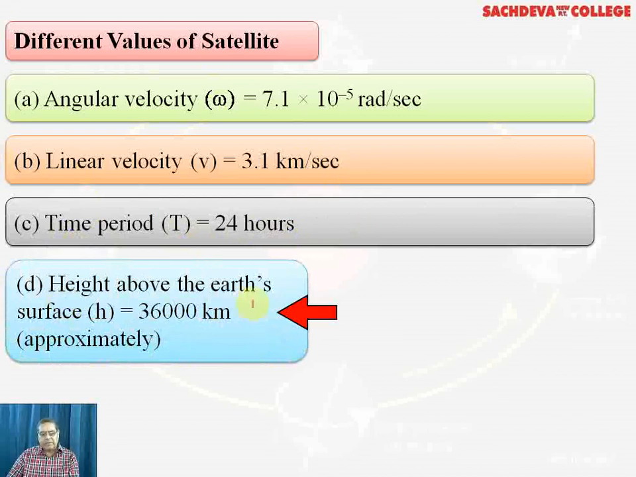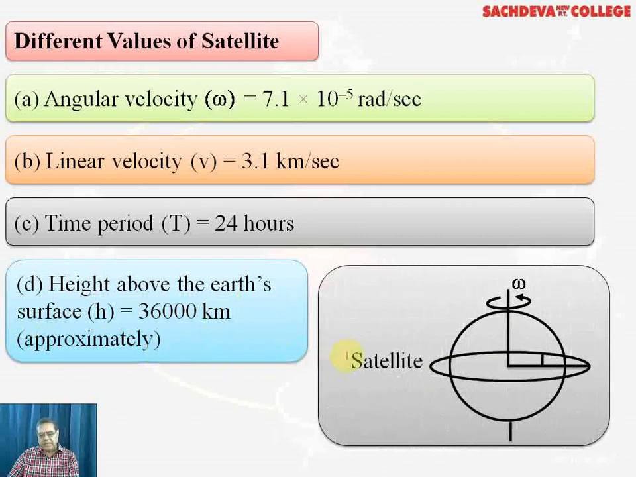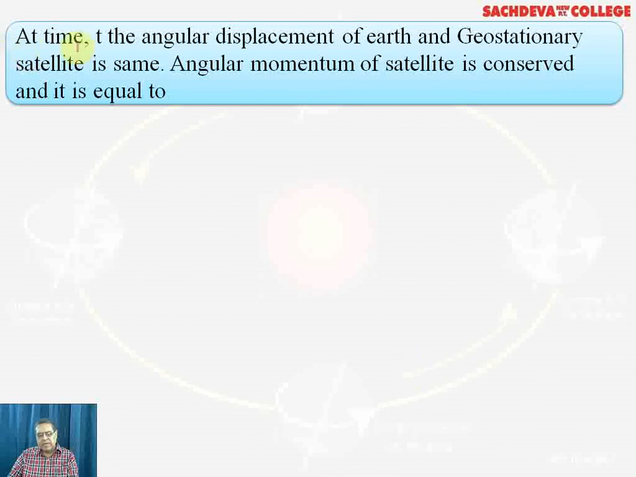Height above the Earth's surface is approximately 36,000 kilometers, and from the center it should be 42,000 kilometers. Again, the figure indicates the spin of the geostationary satellite, that is from west to east, the same as that of Earth. Now we come towards the angular momentum or angular displacements. At time t, the angular displacement of Earth and the geostationary satellite is the same.